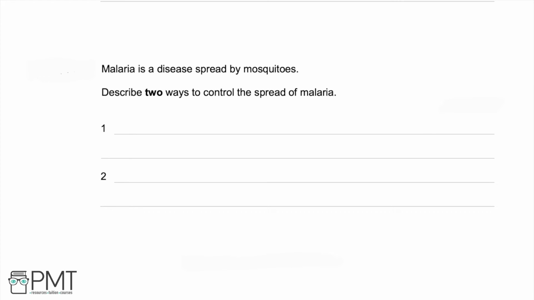Malaria is a disease spread by mosquitoes. Describe 2 ways to control the spread of malaria. Well, since malaria is spread by mosquitoes, that means mosquitoes act as a vector of disease. Therefore, the life cycle of this disease is similar to that of the lungworm. That is, it resides within the mosquito until a mosquito bites a human, in which case the malaria is transferred to the human. When other mosquitoes come and bite this human, they are also infected with malaria, and therefore it's a cyclical process.